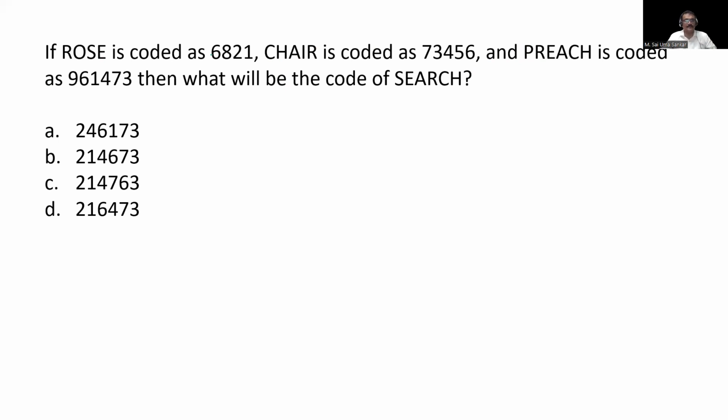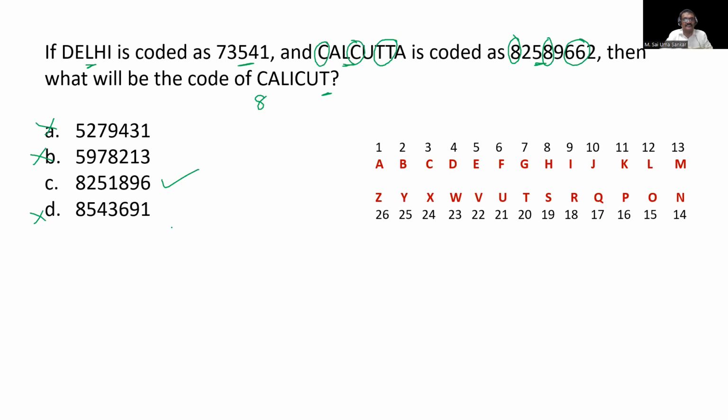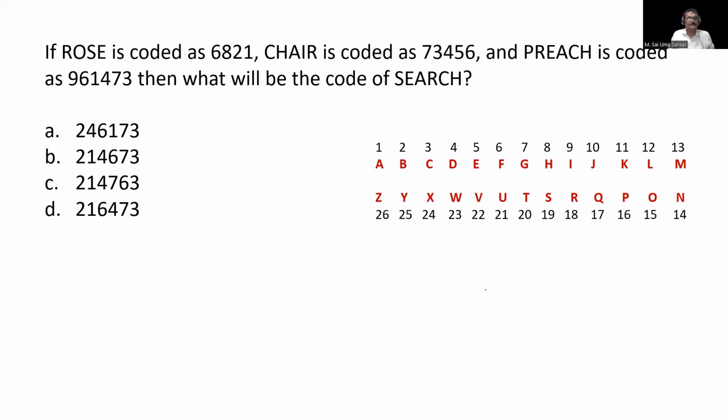Then what happened? The difference between the previous case and this case: in the previous case C and C, that is 8 and 8. The common letter in Delhi and Kolkata is L, and L is coded as 5. But here, there is no common letter. And here, we require the code for P also. Here, R is there, E is there, A is there, C is there, H is also there. So, what is the code for P? That is important.